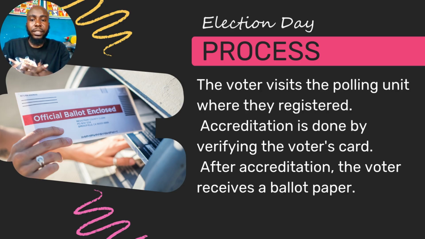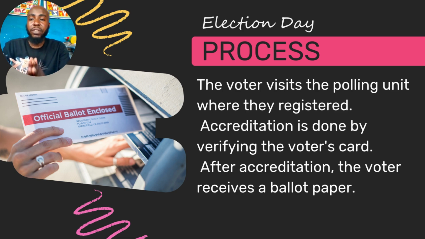After that, on the election day, after you've gotten your PVC, your permanent voter's card, you are to visit the polling unit where you registered. Accreditation is done by verifying the voter's card. Once you visit the polling unit, accreditation is done immediately to ensure that you're the owner of the voter's card you're using to vote.